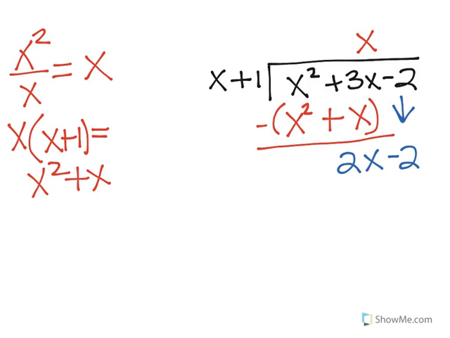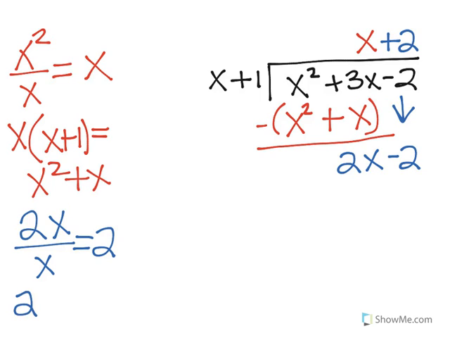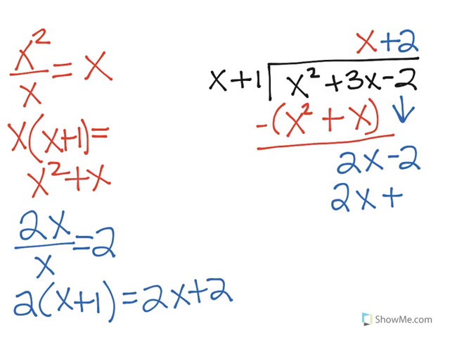Now I'm going to bring down this negative 2 and do the whole process over again. 2x divided by x gives me 2. That's the constant part of my quotient, my solution. And then I'm going to take that 2 and multiply it through my divisor and get 2x plus 2. Now remember to put parentheses around the whole thing like I've been doing. And then when you subtract, your 2x's cancel out, but then you get negative 2 minus 2 and you're going to get negative 4. So this negative 4 becomes our remainder.